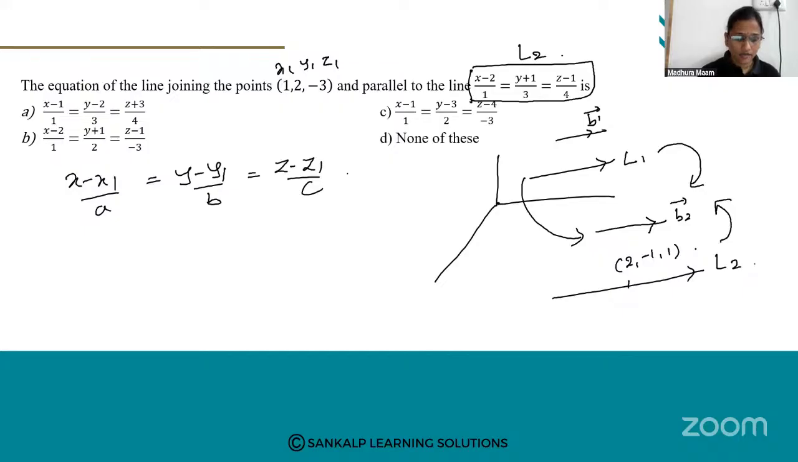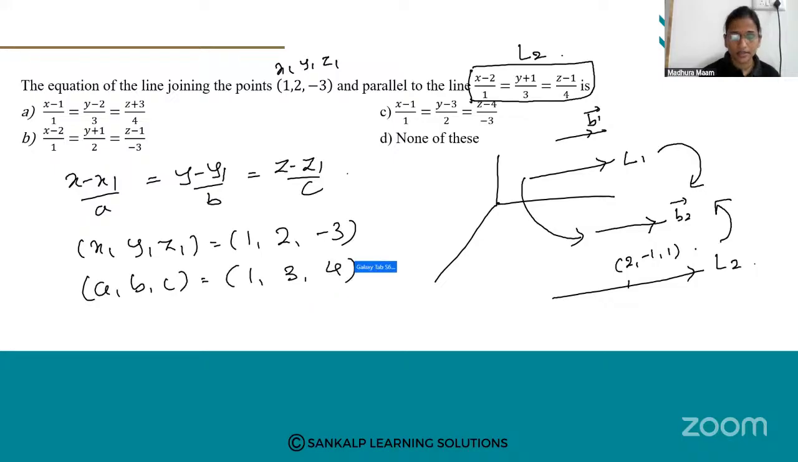So what are x1 y1 z1? 1, 2, 3, and the parallel vector will be 1, 3, 4. Why? L2 is parallel to B2 and L1 and L2 are parallel. So L1 will be parallel to B2.